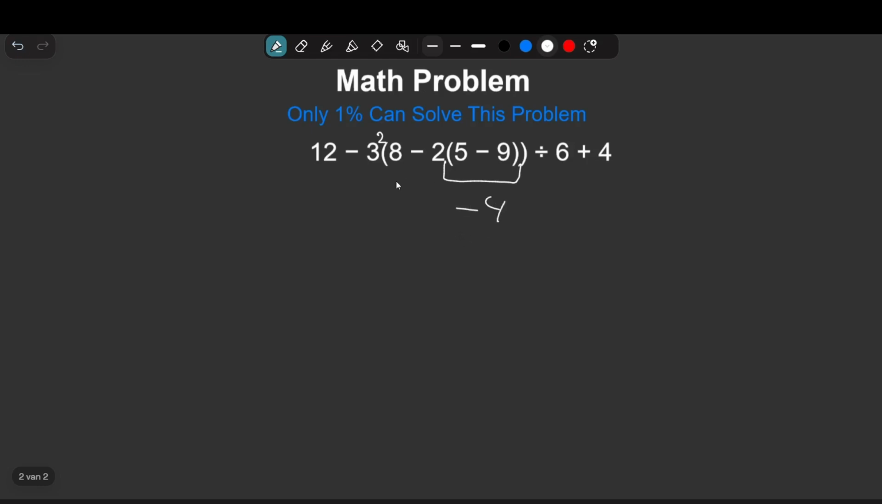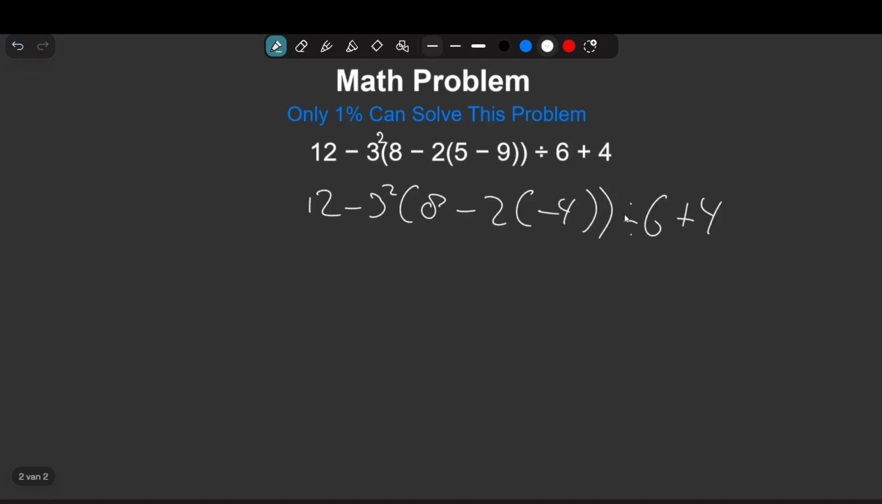Now what you will have is, I'm just going to write parentheses for you guys, and I'm going to include this 2, and then parentheses minus 4, as you can see. So our whole problem is going to be a different problem. Let me write it down for you guys. So we have 12 minus 3 squared, and then parentheses 8 minus 2, and then minus 4. Then divided by 6 plus 4. I won't be writing this problem again for you the whole time because you have to know how to do it without writing it again.